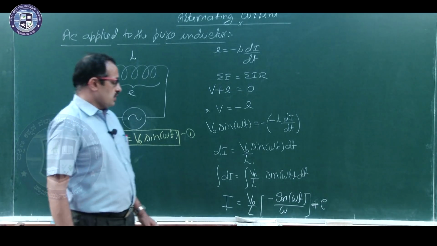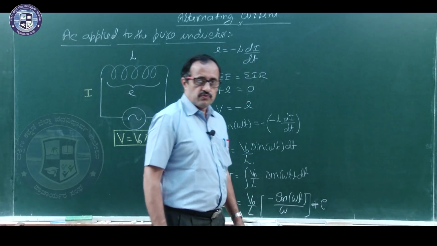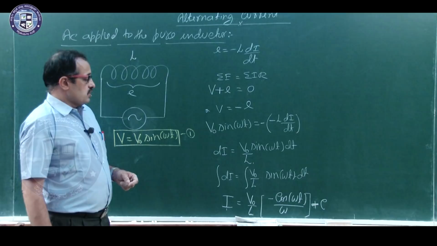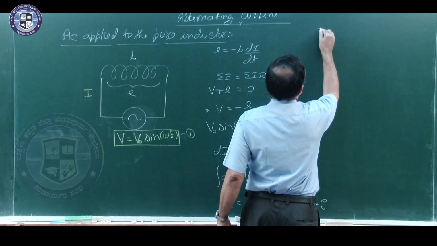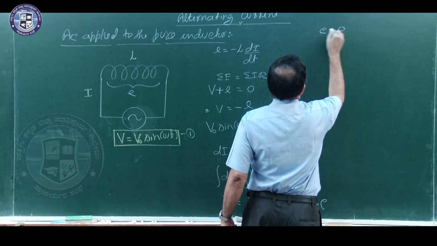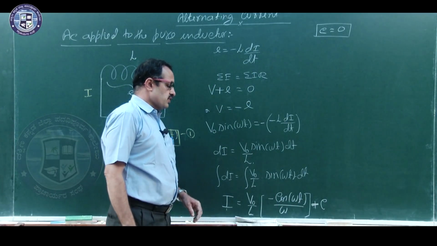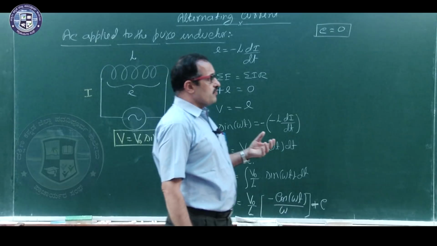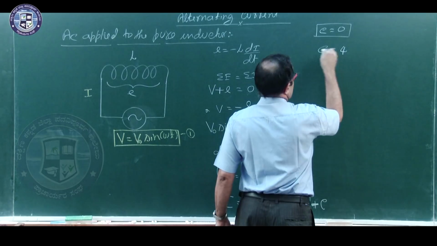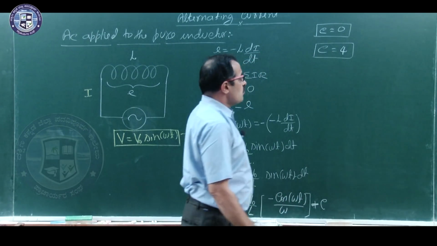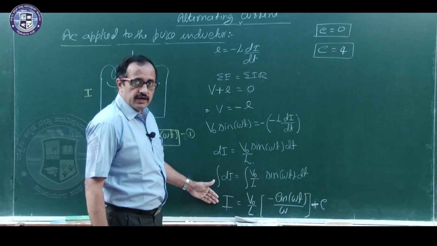Now, first of all, we try to find the integration constant c. What is the value of c? Now, in this discussion, integration constant c is equal to 0. What is the reason to say the integration value is 0? Think that the integration value is non-zero. Let us say c is equal to 4. You write 4 here. Look at the left hand side, I, current.